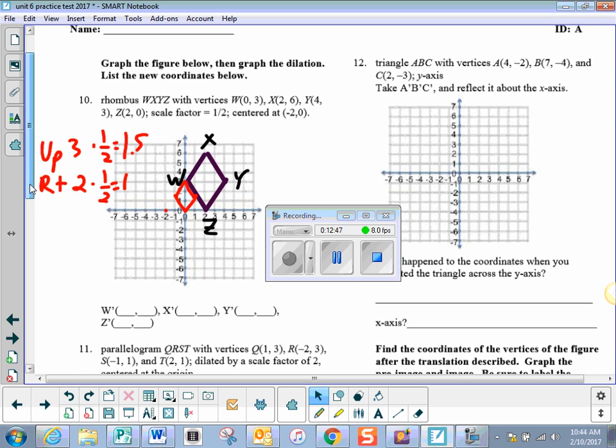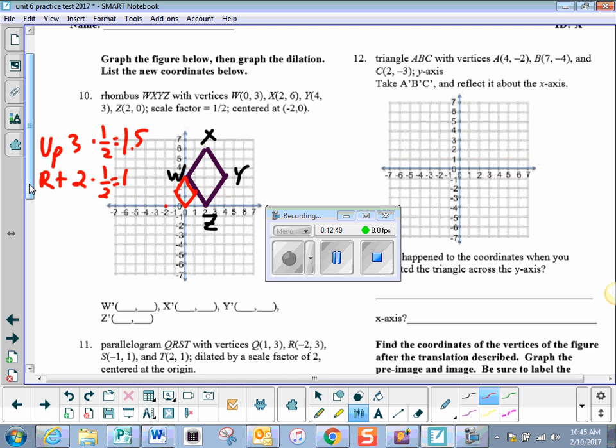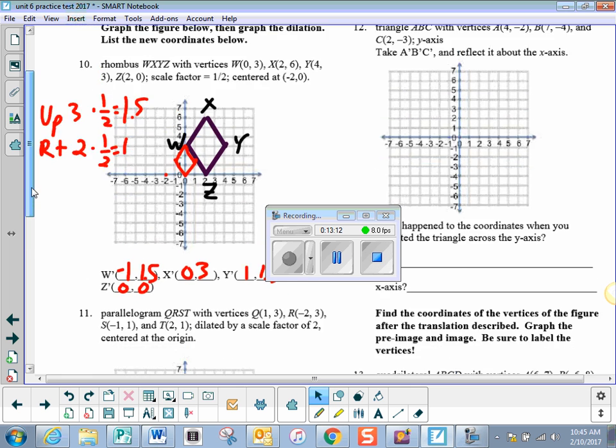And what are my new coordinates? We have W prime is 0, 1.5. X prime is 0, 3. Y prime is 1, 1.5. And Z prime is 0, 0. Okay, so that'd be worth 2 points.